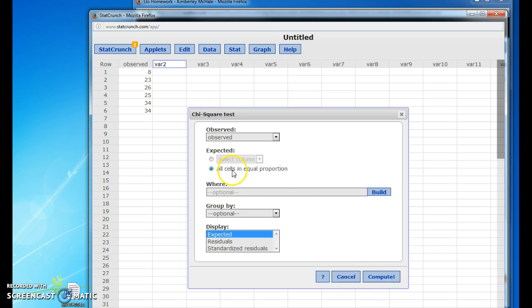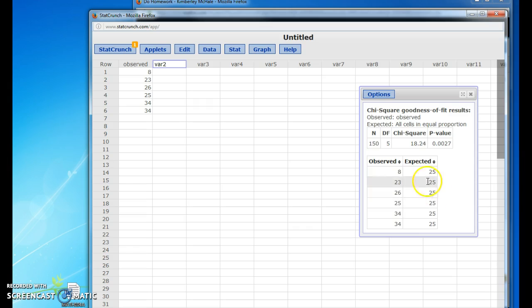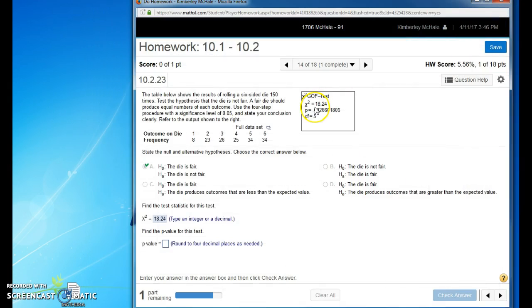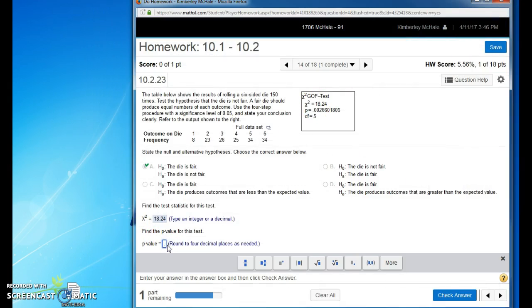Now be careful. You can only click that choice if you're testing that it's the same in every cell. For instance, when you do the Stradivarius violin question, that's 1 out of 5, and so it's 20% and 80% versus all the same. Notice it does that for me. It gives me that 18.24 and 0.0027 as a p-value.